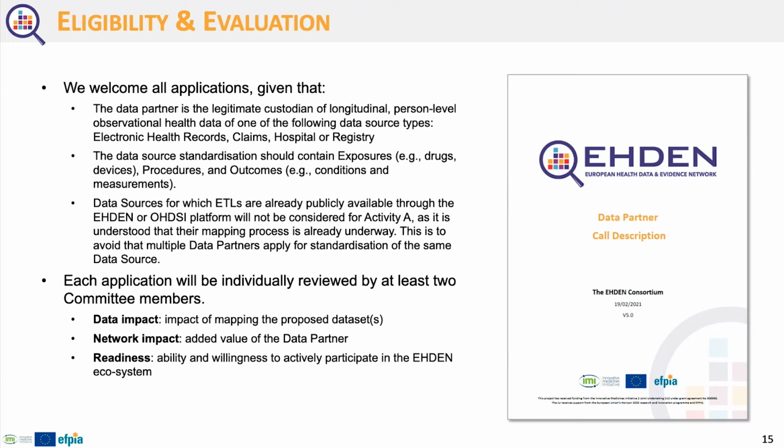And this is really to prevent multiple data partners applying for standardization of the same data source in order to prevent work being duplicated. Each application will be individually reviewed by at least 2 committee members, and really looking into the impact of the data and what can the data really bring, what is the added value to the network of the data partner themselves, and how ready is that data partner to participate within the EHDEN ecosystem.